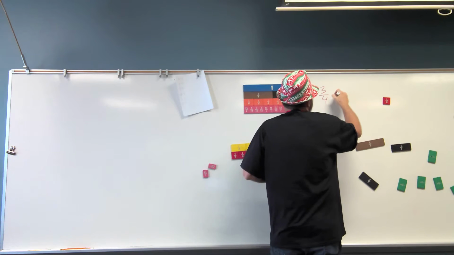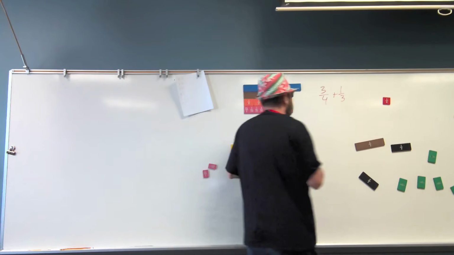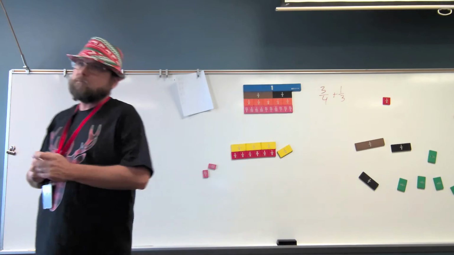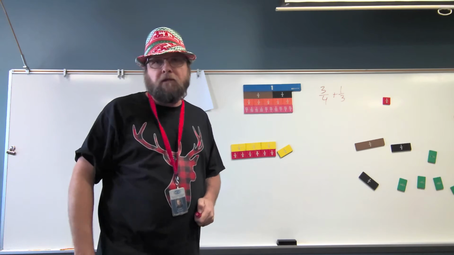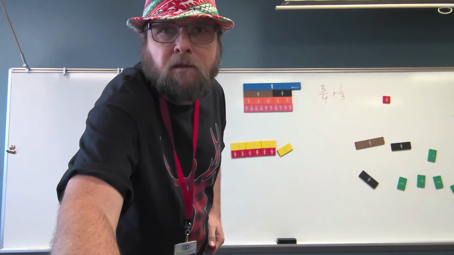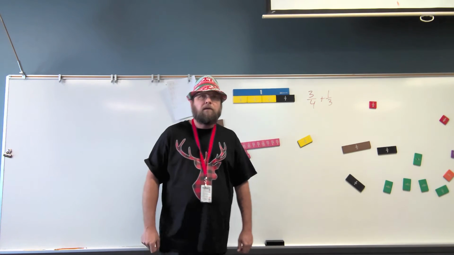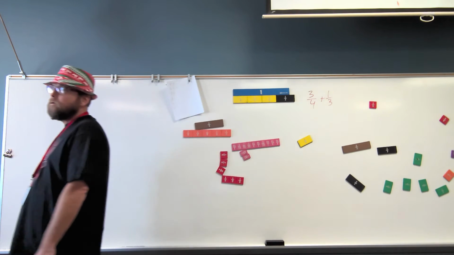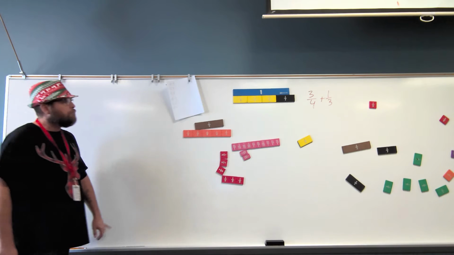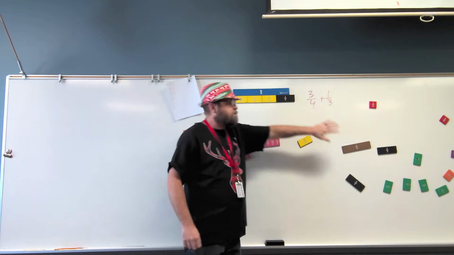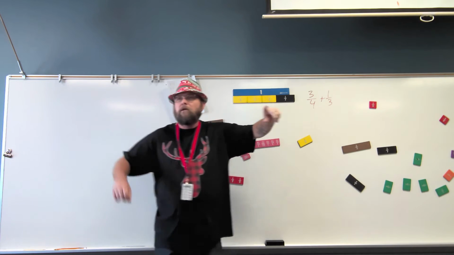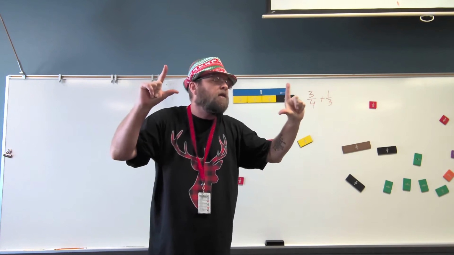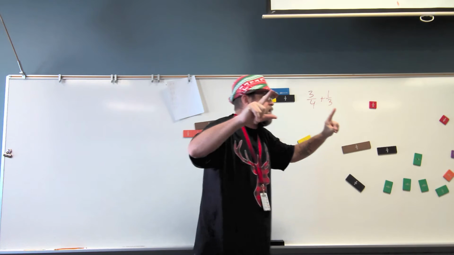Let's do 3/4 plus 1/3. Use your pieces, build it, and then solve it. If you build it, they will come. And we're back. We have to find fraction pieces that will go under 1/4 and 1/3 that will equal exactly that, that have to have the exact same denominator.